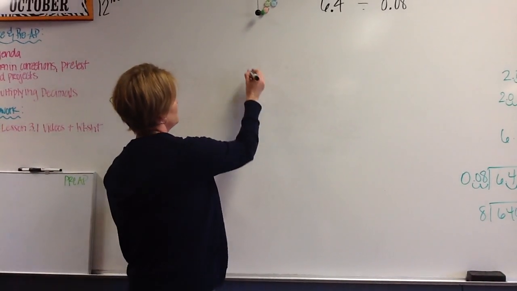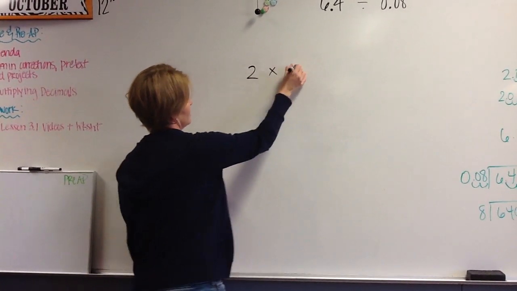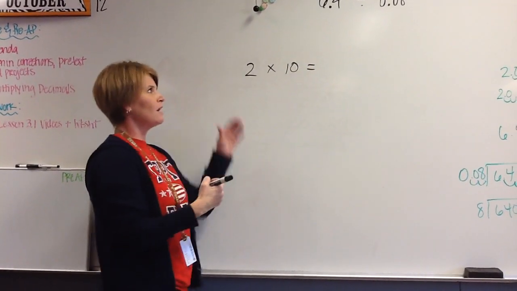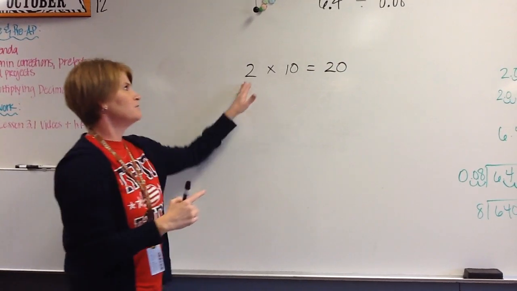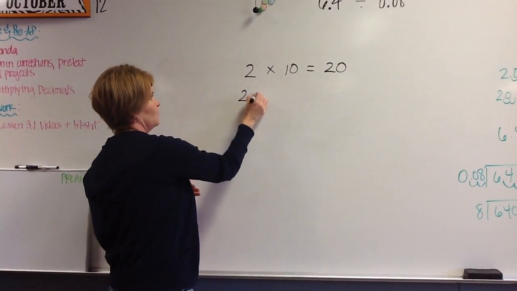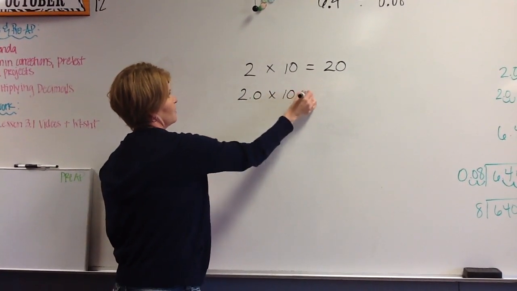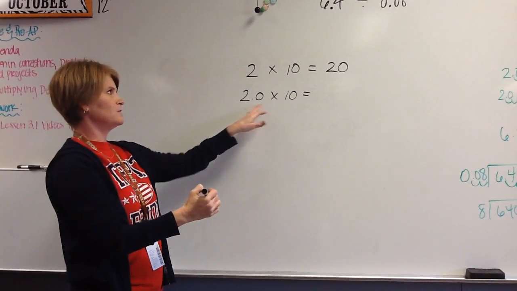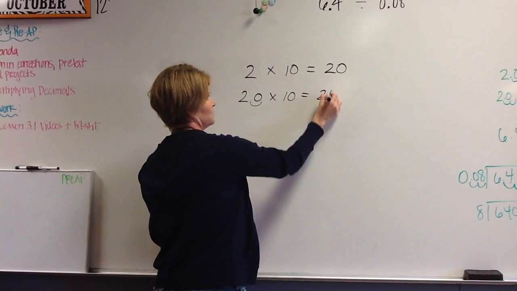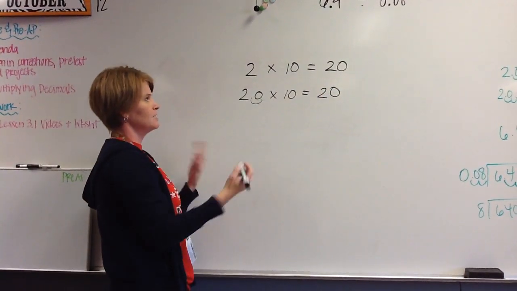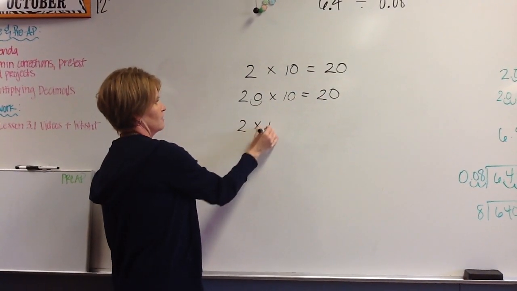So let's say you have the number 2 times 10. We already know that 2 times 10 is equal to 20. Well, if we think of 2 as a decimal, if we make that 2.0 times 10, then we can see that when I multiply 2.0 times 10, really all I did was move my decimal over one place, and I got 20. We can do the same thing with other powers of 10.